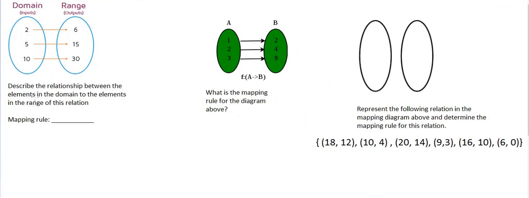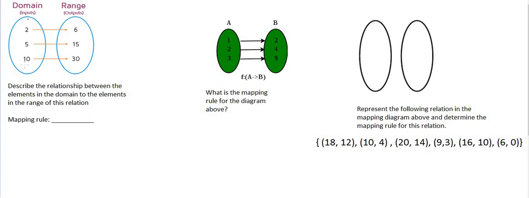All right, so it says describe the relationship between the elements in the domain to the elements in the range of this relation. Now we want to figure out the mapping rule, or the pattern that we use, or the shortcut that we use to get the numbers in the range, right? All right, let's look at this. What do you do to 2 to get 6? You multiply it by 3, right? Let's see if it works for this number. 5 times 3 gives you 15, okay. 10 times 3 gives you 30. All right, so we have a consistent pattern.